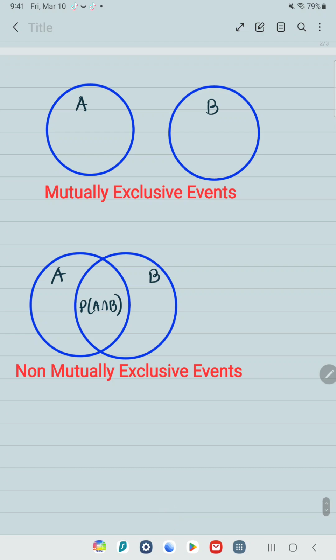Now I'm going to show you using a Venn diagram. For mutually exclusive events, this is what the Venn diagram looks like. They are separated. For non-mutually exclusive events, we have here the A and the B, and this is the intersection, this one here. This is the probability of A intersection B.